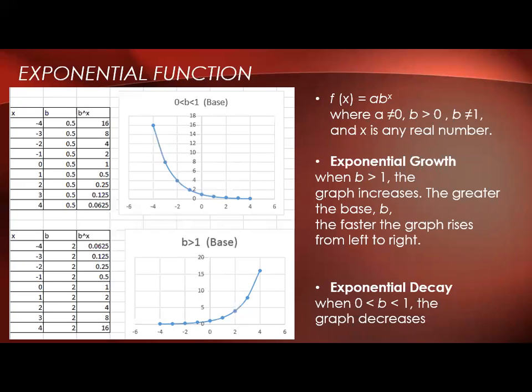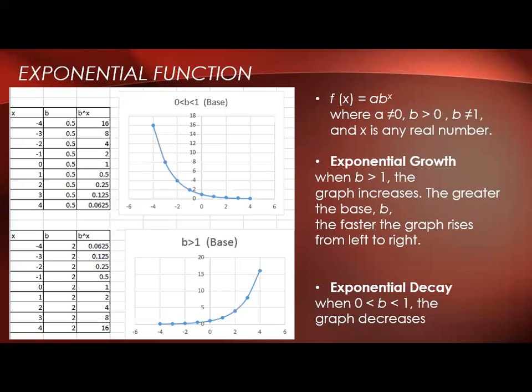For example, if the base value is between 0 and 1, it will be decay, so it will be reducing. Initially it will be high and keep on reducing toward the x-axis. Whereas when b is greater than 1, it will be increasing, and it will be exponential growth. So b between 0 and 1 is exponential decay and b above 1 is exponential growth. In exponential growth, when b is greater than 1 the graph increases, and the greater the base, the faster the graph rises from left to right.